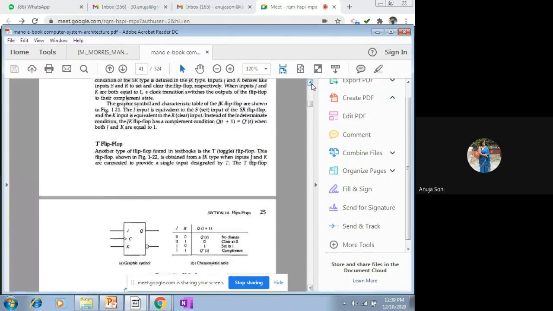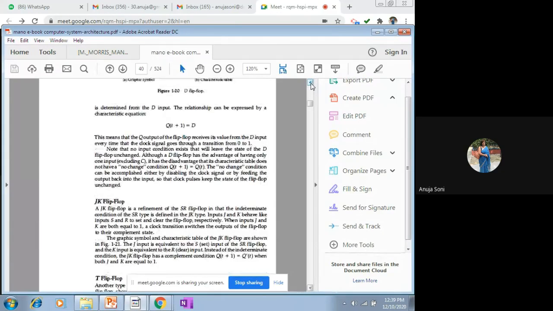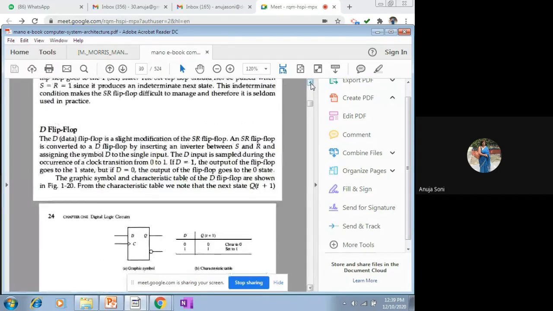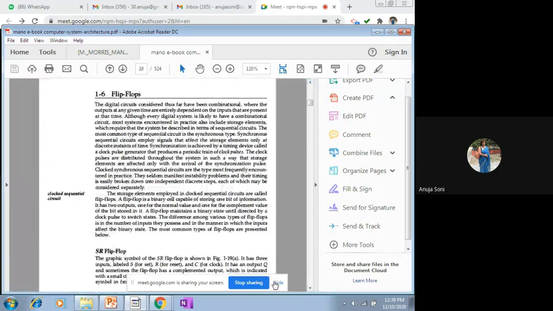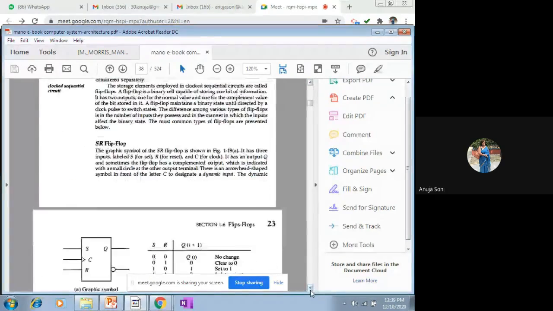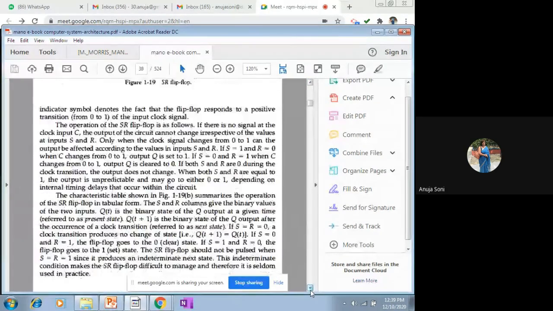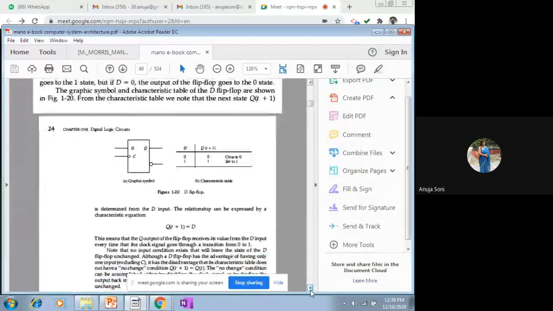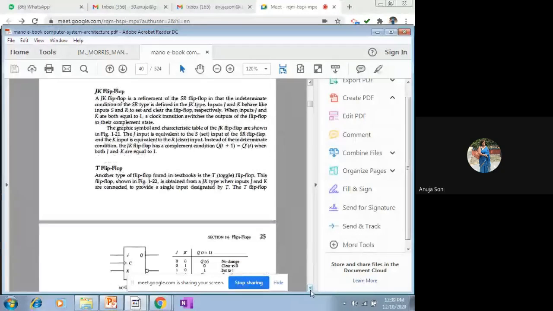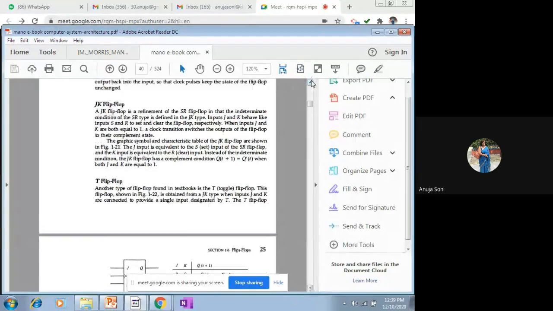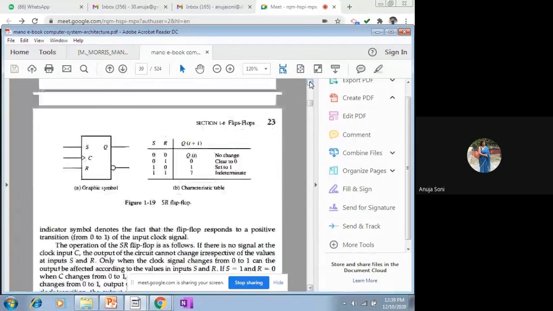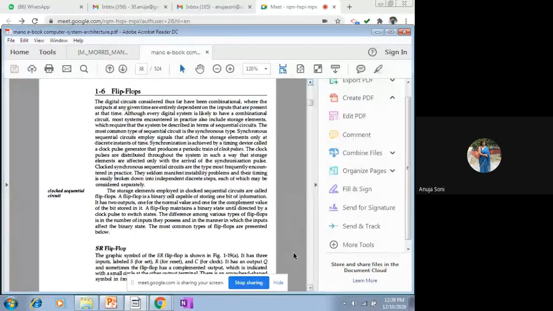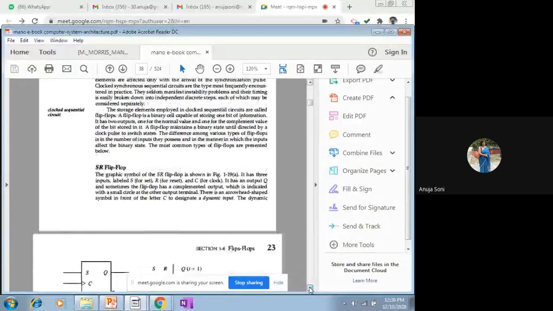Now again we revert back to the flip flop. Flip flops are essentially divided into four forms. One is your SR flip flop, another is your JK flip flop, another is your D flip flop, and another is your T flip flop. Though I have already explained all these concepts in the previous lecture in a detailed manner, I'm going through them again, how your SR flip flop works.